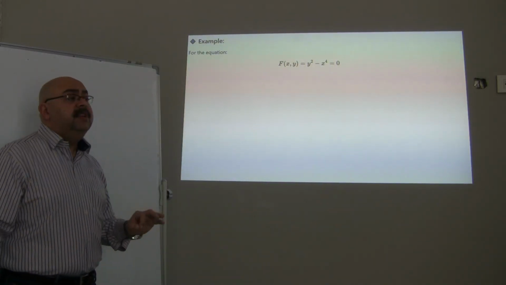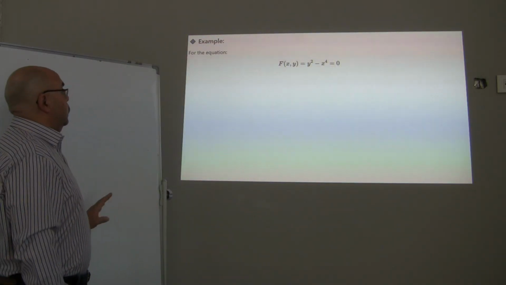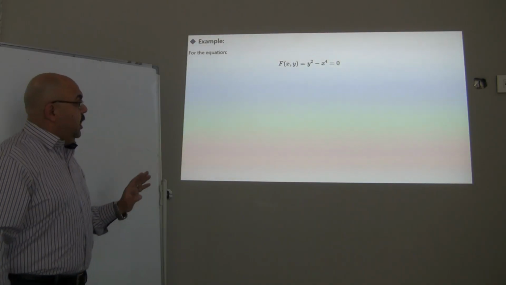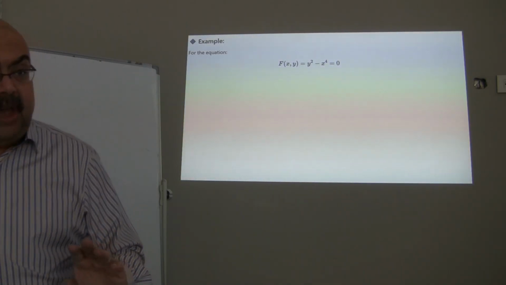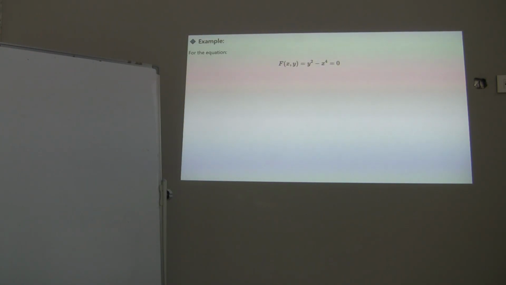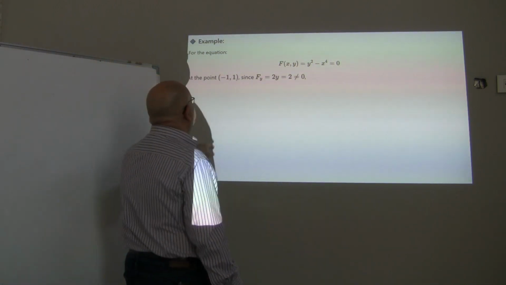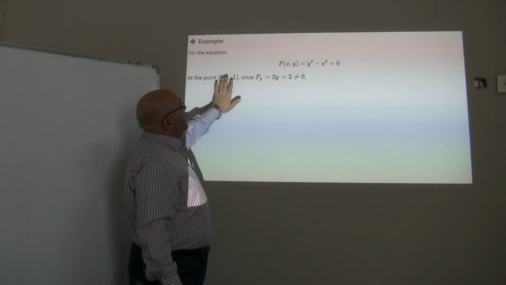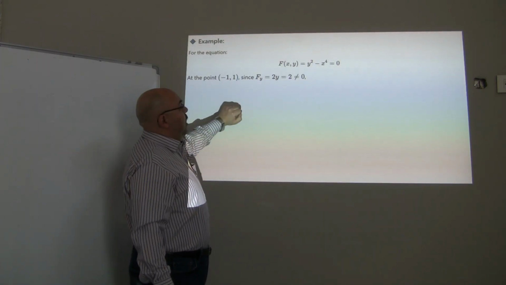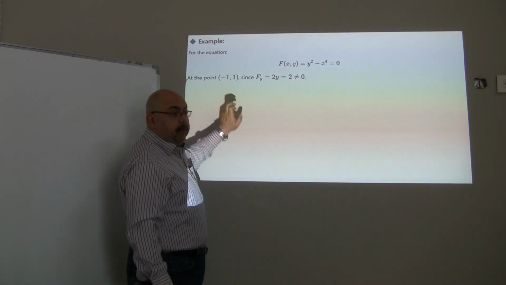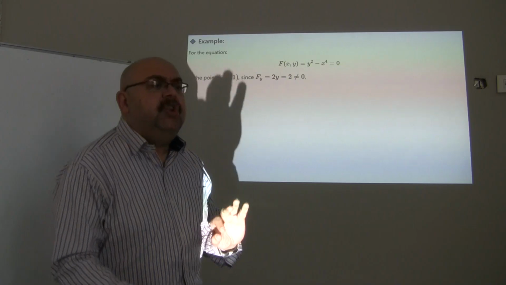Let's test this information on this example. f of x, y equals y squared minus x to the power of 4, equal to 0, as you can see, at the point (-1, 1). The first thing I need is the derivative of this function at that point. All I have to do, it's really very simple.